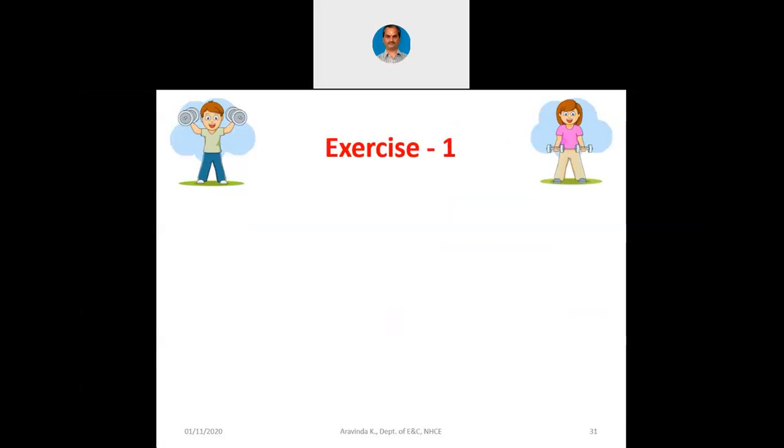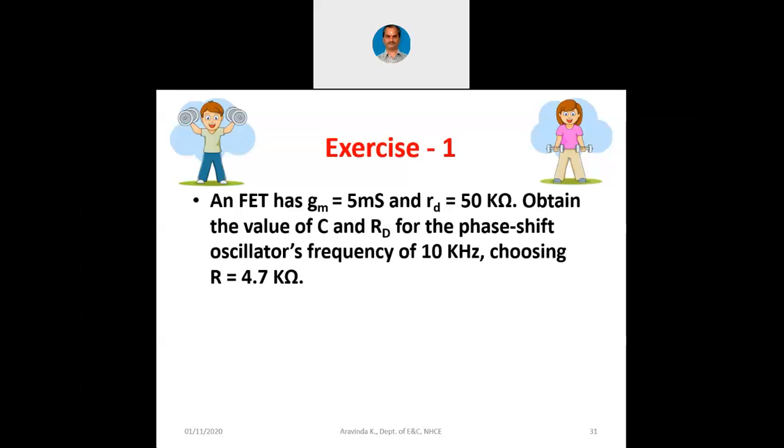Now there is an exercise. Two kids are working with the exercise tools. But in our teaching learning process now, the exercise is basically a mental exercise along with pen and paper. So I'm going to give an exercise now. Try to solve this exercise on your own.